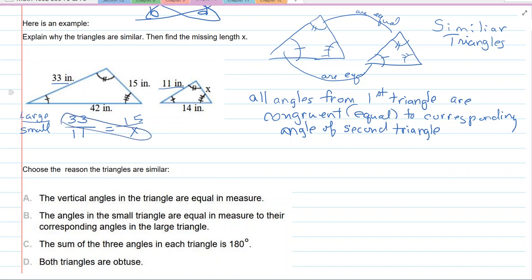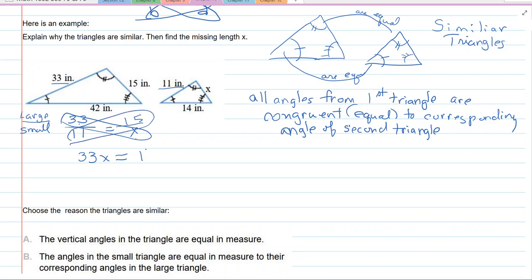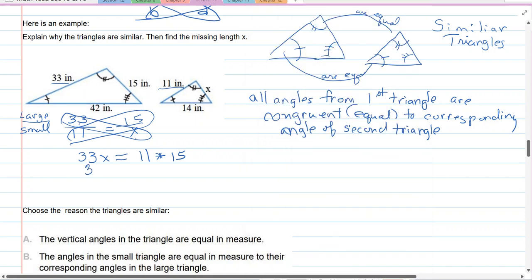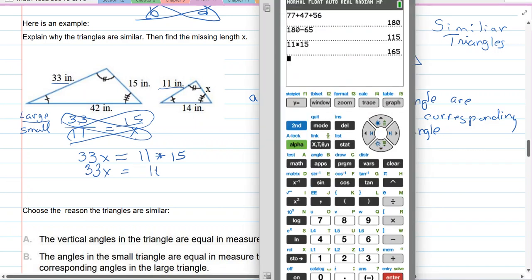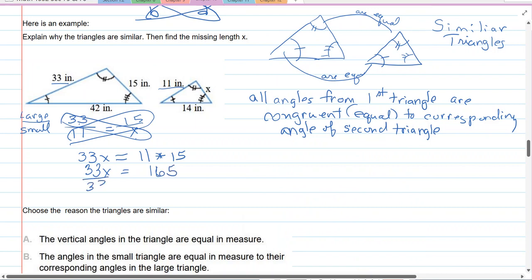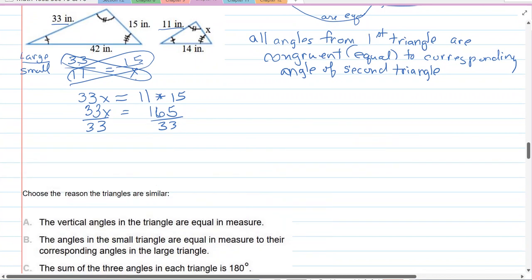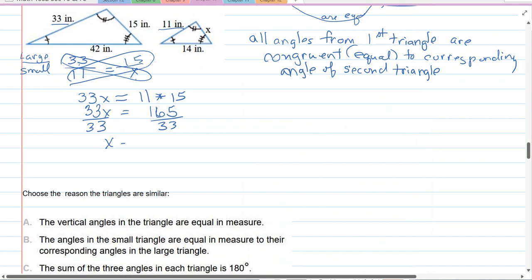All right, then we're going to do the cross multiply. Thirty-three times x is equivalent to 11 times 15. All right, so now I'm going to do a little bit of math, and you can use your calculator. I'm going to do 11 times 15, 165. What did I say it was? I already forgot. I'm sorry. 165. I wanted to make sure. Then I'm going to divide by the 33 to figure out what x is, because they asked us what that side is. All right. So here I go. And I get 5. X is 5.